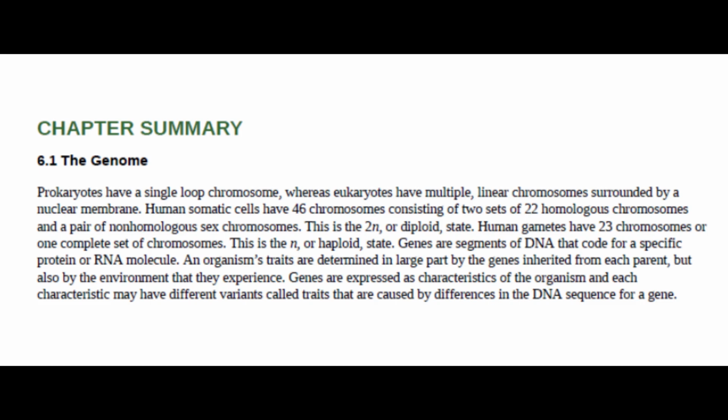Prokaryotes have a single loop chromosome, whereas eukaryotes have multiple linear chromosomes surrounded by a nuclear membrane. Human somatic cells have 46 chromosomes consisting of two sets of 22 homologous chromosomes and a pair of non-homologous sex chromosomes. This is the 2N or diploid state. Human gametes have 23 chromosomes or one complete set of chromosomes. This is the N or haploid state.